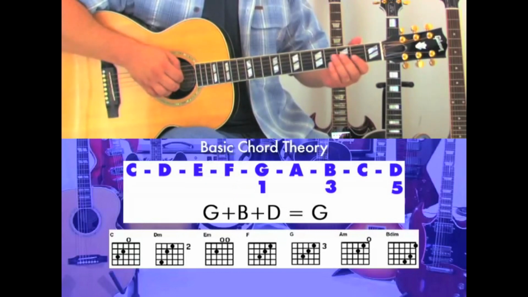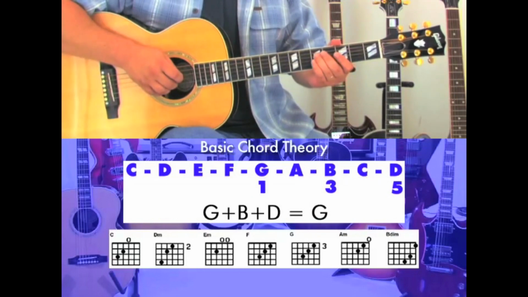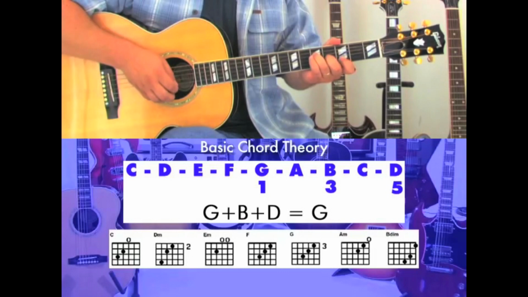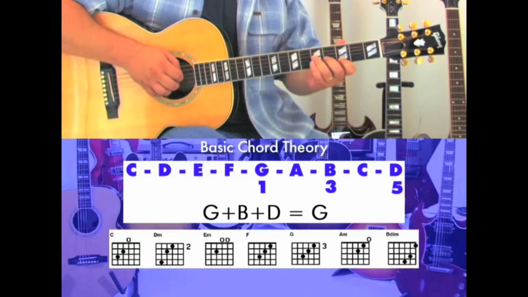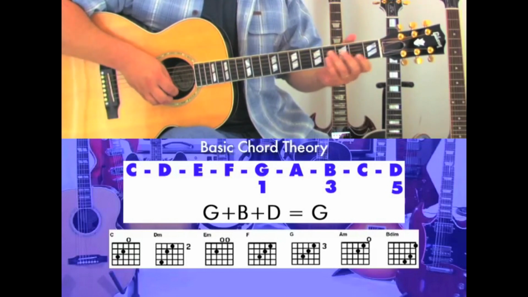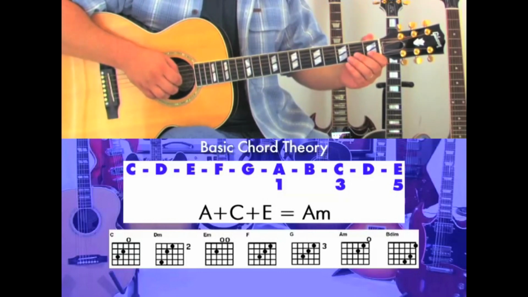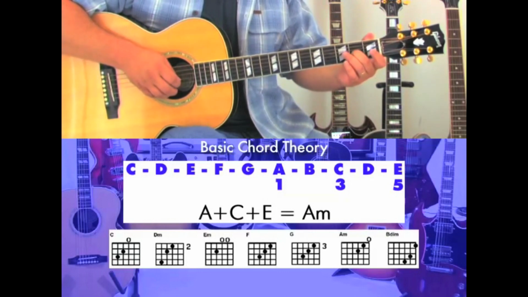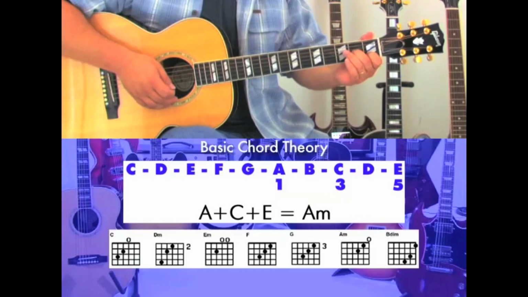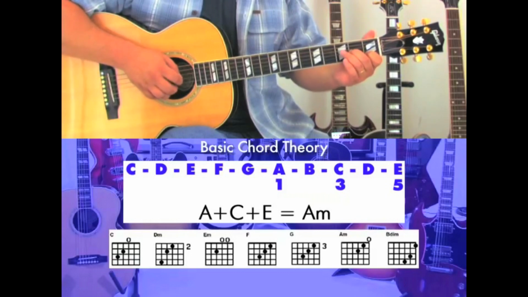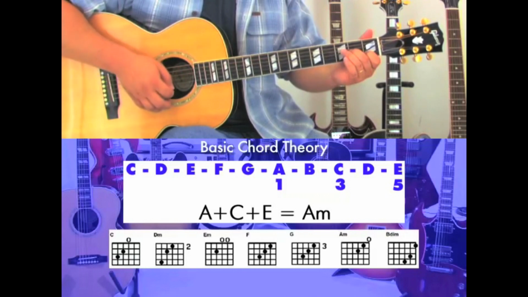The fifth note in the key of C is G, and when we apply notes 1, 3, and 5, or G, B, and D, we have G major because B is a major third above G. A is the sixth note in the key of C. The 1-3-5 formula gives us A, C, and E. C is a minor third above A, so the sixth chord in the key of C is A minor.